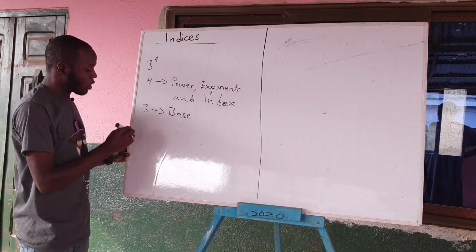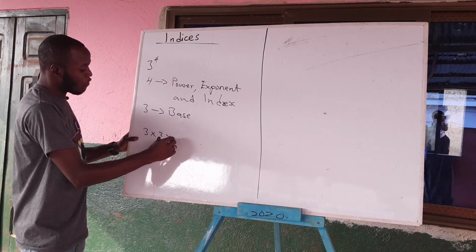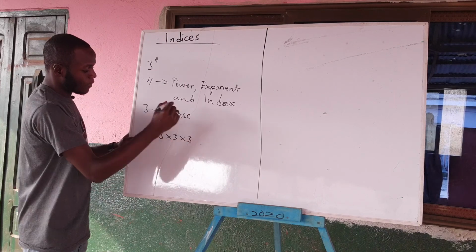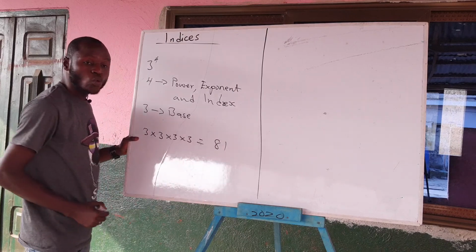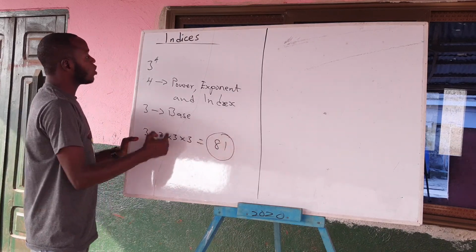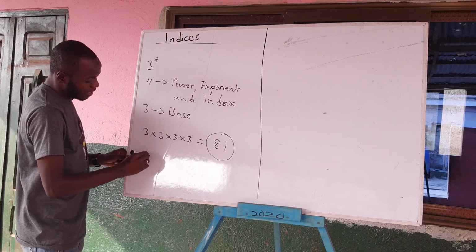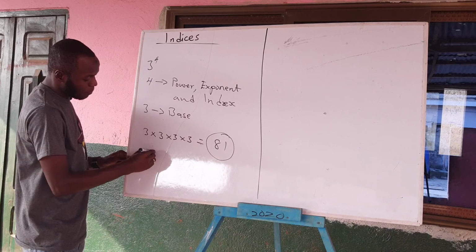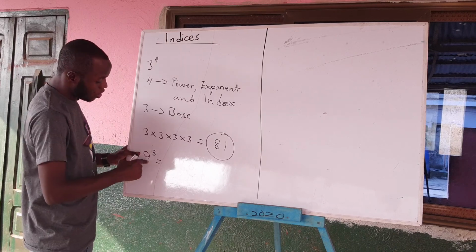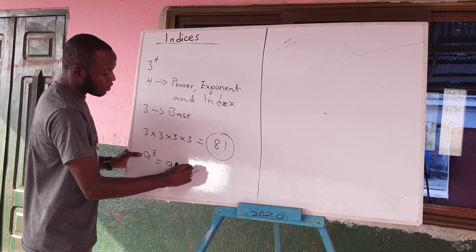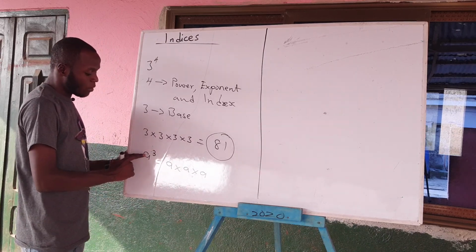So for this one, we have base 3 to the power 4, which means 3 is multiplying itself 4 times, like this. This value gives us 81. So writing this 81, you can simply write it as 3 power 4. If you have an expression like a to the power 3, in index notation it can be written as a times a times a. The power shows how many times a is multiplying itself, and a is the base.